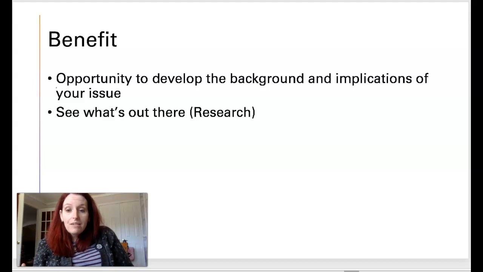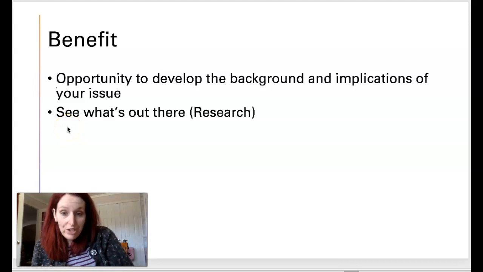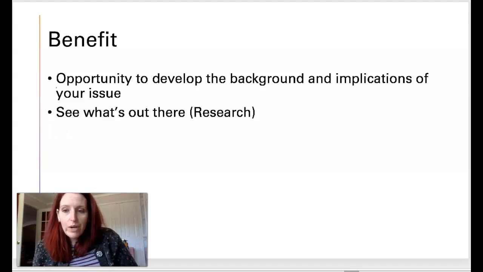Another benefit is to see what's out there in terms of research. I'm not saying that you have to do any specific type of research at this point in the process, because you'll be working on your annotated bibliographies following this assignment. But it's important to know that you've chosen a topic that you're going to be able to find enough information to support your position.